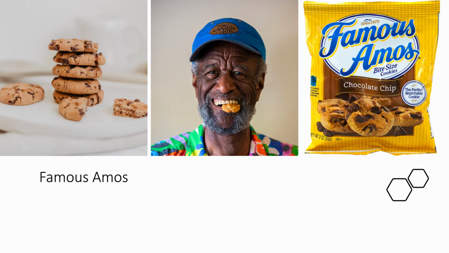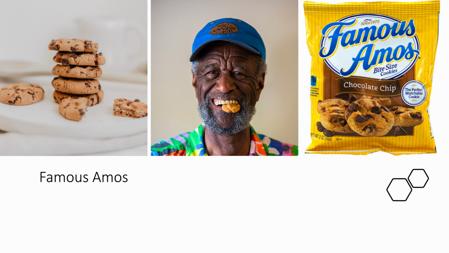Our second example of channel conflict is Famous Amos. Wally Amos, here in the middle, was the founder of the famous Amos chocolate chip cookies. When Famous Amos was first introduced in the market, it was a gourmet chocolate cookie, high-end stuff, and it was delicious. So the product gradually built up demand and it became quite popular.